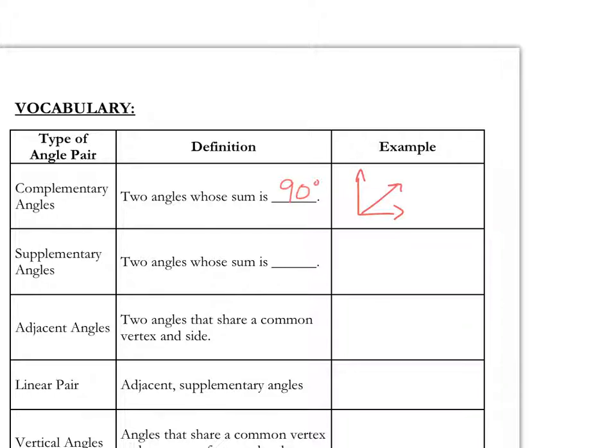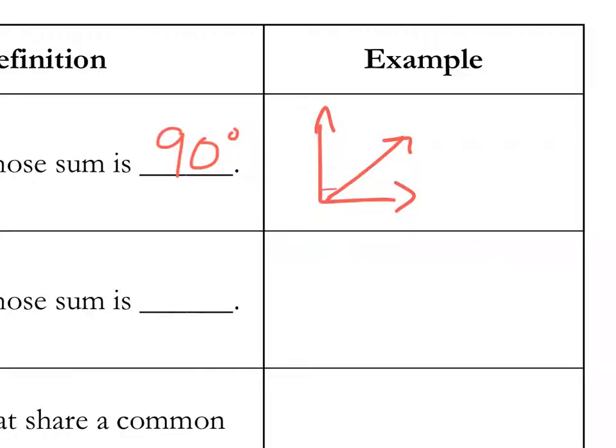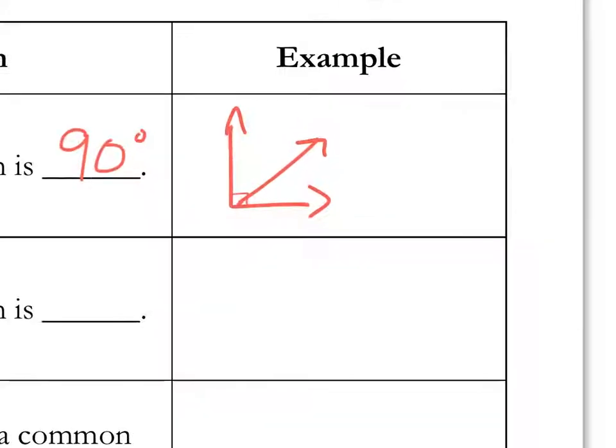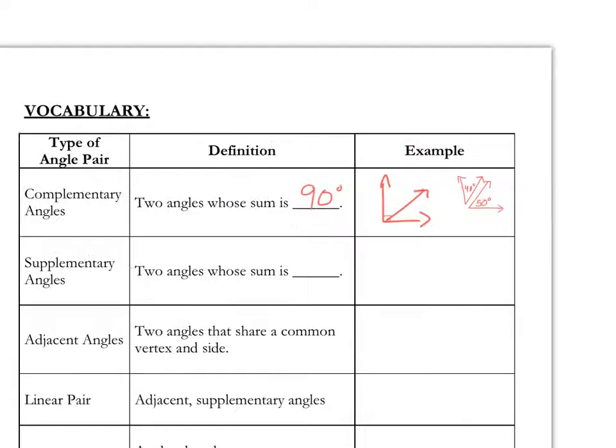So actually, the last problem we had. So if you have a little right angle symbol in there, or you could just have two angles. This could be 50 and this could be 40, because they add up to 90 degrees.